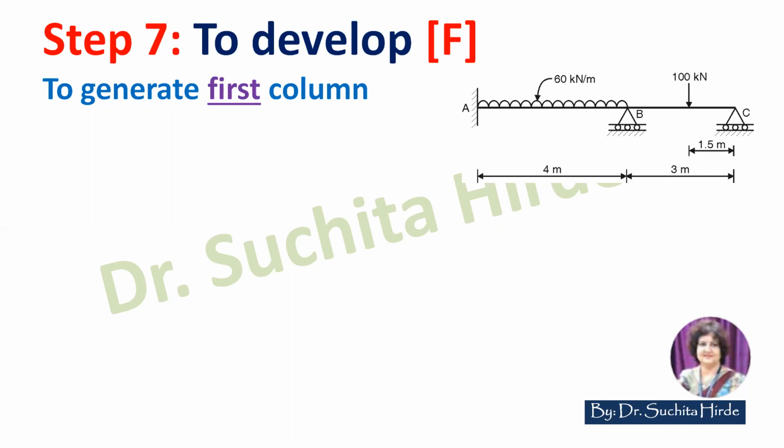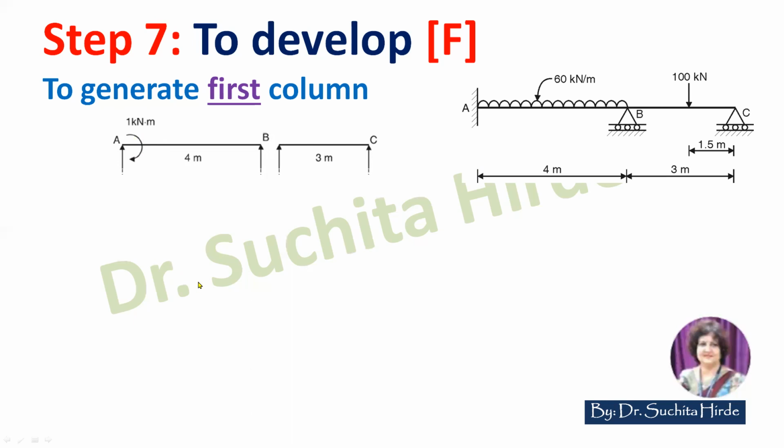So here we are first developing first column of flexibility matrix. That means F11 and F21. That is first column of flexibility matrix. So to generate first column of flexibility matrix, we have to give unit rotation in the direction of first coordinate. So we will apply unit rotation like this, and then to calculate the displacement due to this unit rotation, we are using the conjugate beam method.